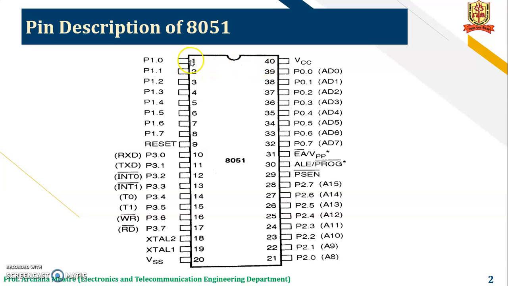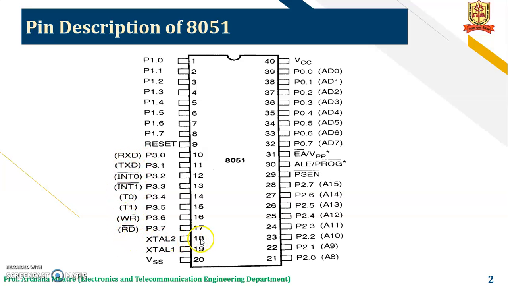So pin number 1 to 8 consists of port 1, as port 1 is an 8-bit port. Then pin number 9 is for reset. Pin number 10, 11, 12, 13, 14, 15, 16 and 17, these 8 pins are for port 3. As you can see here, these 8 pins are for port 3. Now port 3 has an alternate function. So the alternate function of port 3 is written over here.